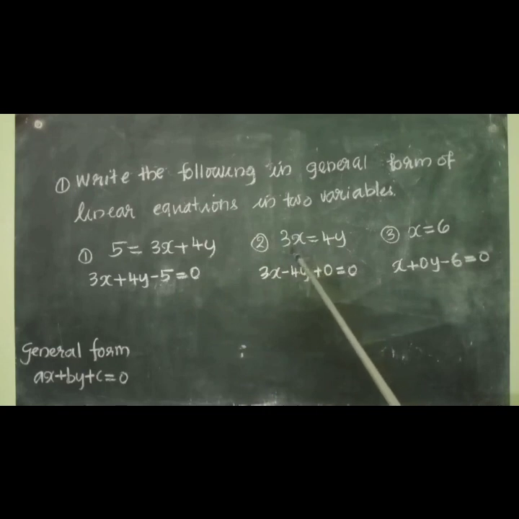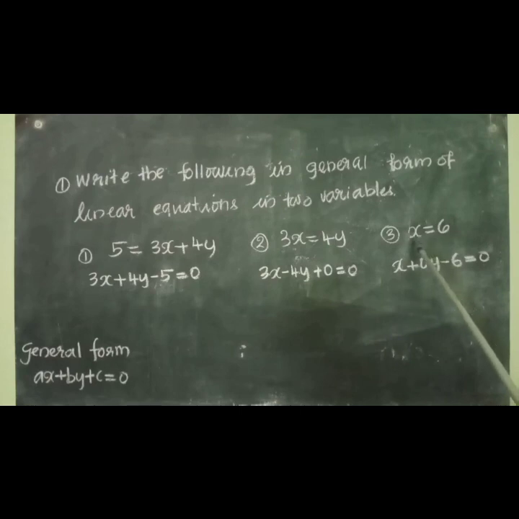Here 3x is in the left side. We can take 4y also to left side. Then c part is missing. There we can write 0. So the answer is 3x minus 4y plus 0 equal to 0. A equal to 3, B equal to minus 4, C equal to 0.